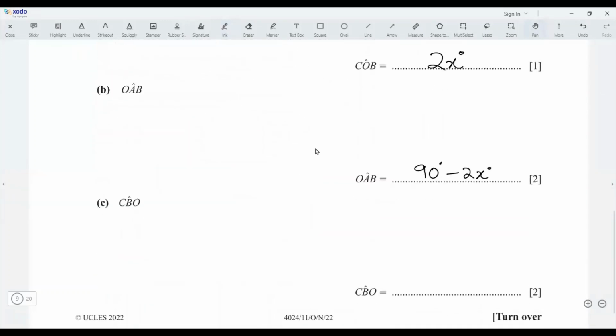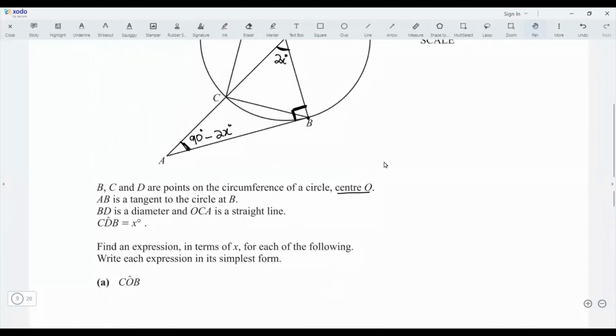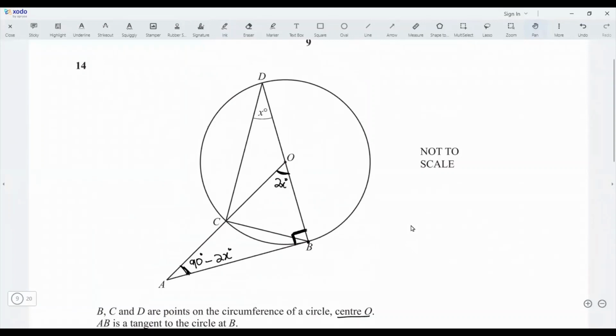The next question is basically asking for CBO. What we have to find is CBO. How can we find CBO? Where is CBO? C is lying here, B is here, and O. So we have to find this angle. For finding this angle, you can see OB and OC are both radii. Both must have the same angles.